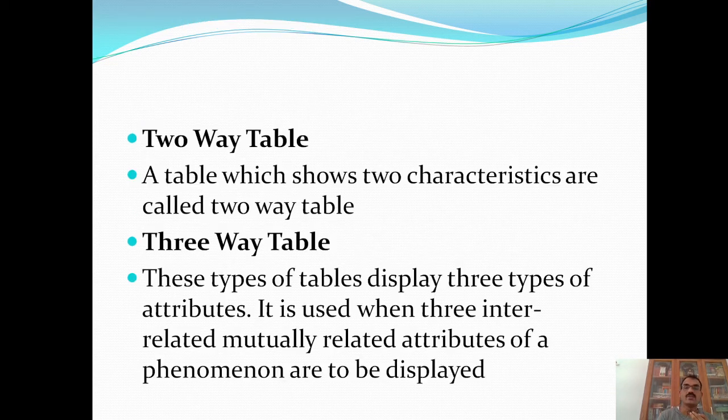First one, two-way table. A table which shows two characteristics is called a two-way table. Three-way table. These types of tables display three types of attributes. It is used when three interrelated, mutually related attributes of a phenomenon are to be displayed. In such a case, we use a three-way table.